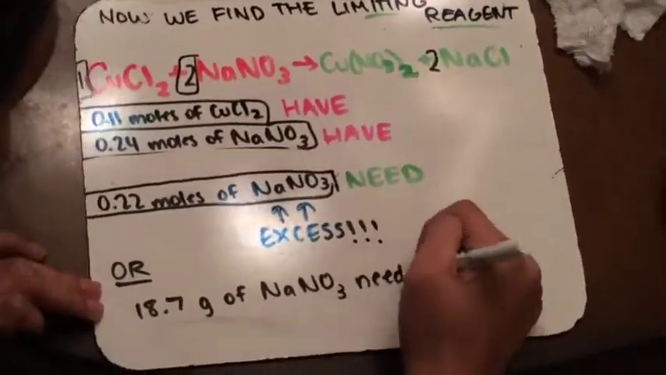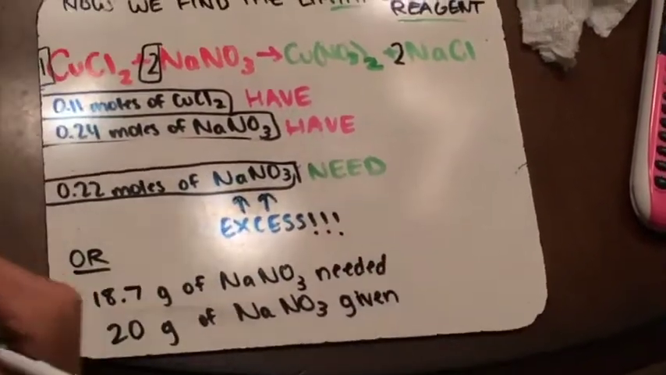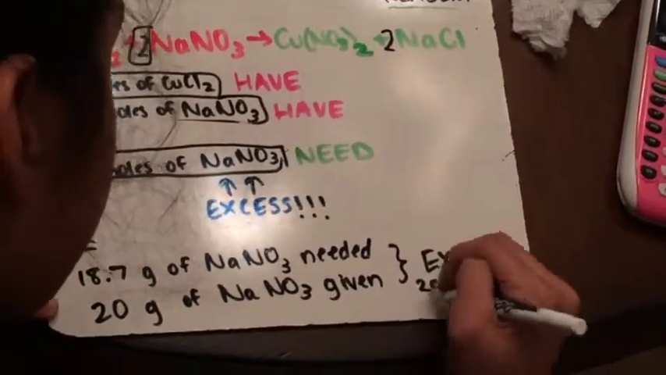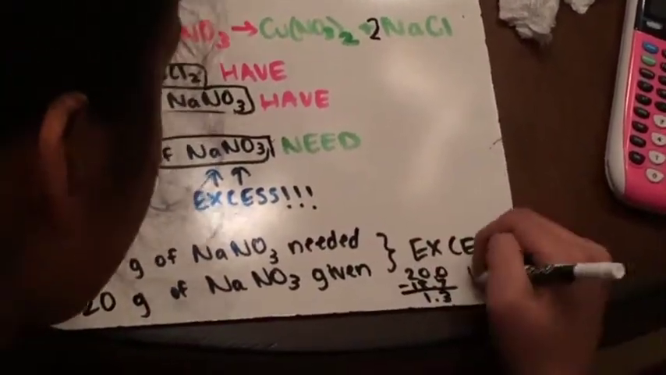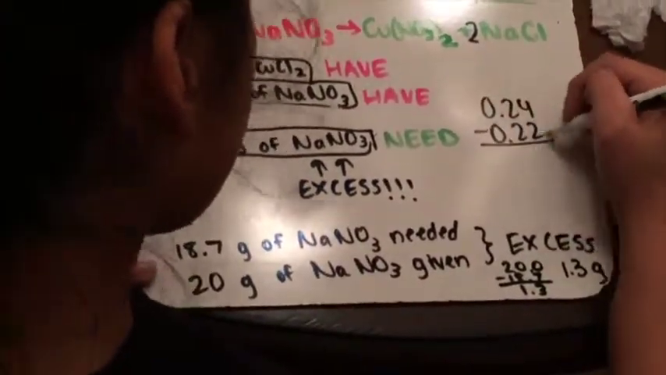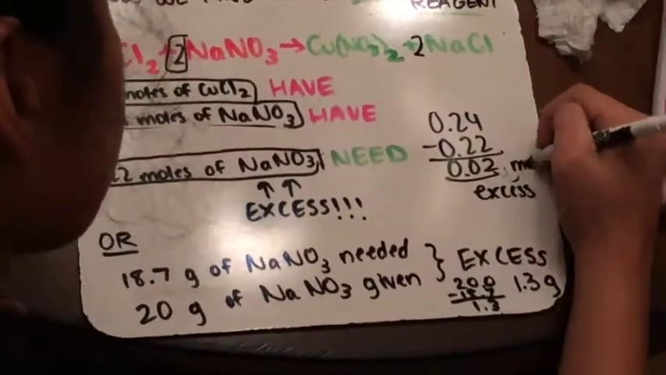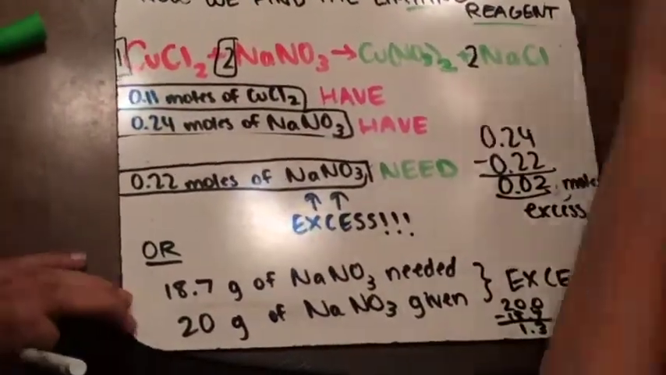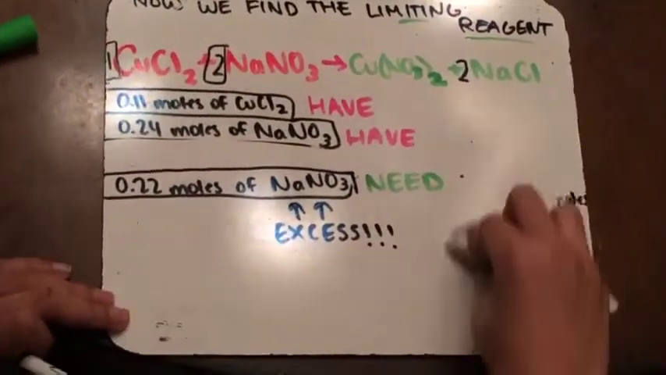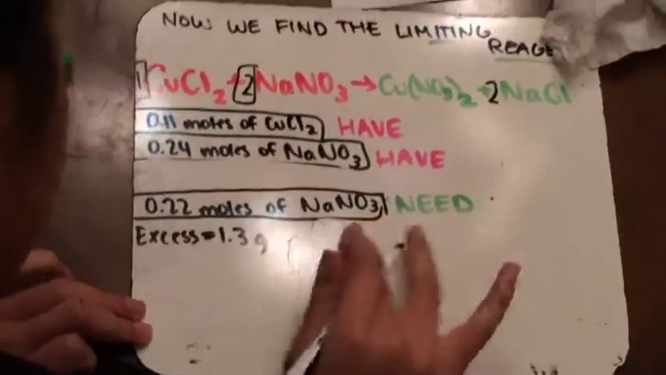You can also do that with the grams. We need 18.7 grams, and we were given 20 grams. So we have an excess of 1.3 grams. And you can do the same thing, subtract. So you know that the excess is 0.02 moles, or 1.3 grams. So now we know that the sodium nitrate is in excess, so that means that the other reactant will have to be the limiting reagent. That's going to be the copper chloride is going to run out first.